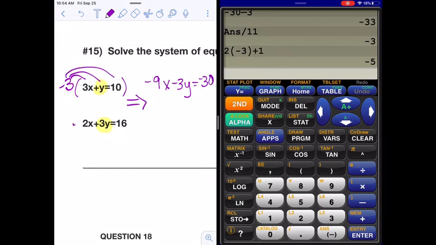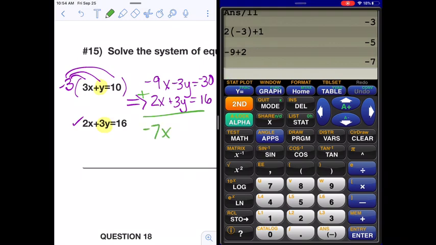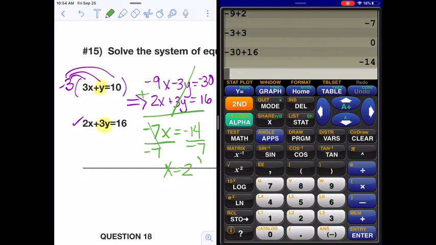I'm going to recopy this bottom one nice and neat directly underneath. Equals 16. Let's go ahead and change colors so we can add down. -9 plus 2 is your -7x. Look what happens to those y's, right? Because -3 plus 3 is 0. That was the point. Equals -30 plus your 16 is -14. This is going to turn out really nice. Divide by -7 and you get x equals 2.